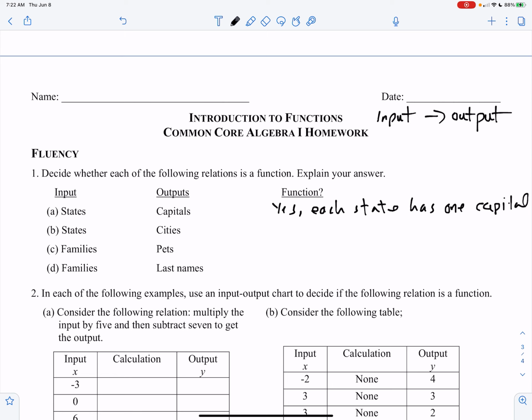Okay, how about states and cities? Well, does each state have only one city? Remember, input to output. Every input has only one output, right? Does each state have only one city? No. That would not be a function because each state has many cities.